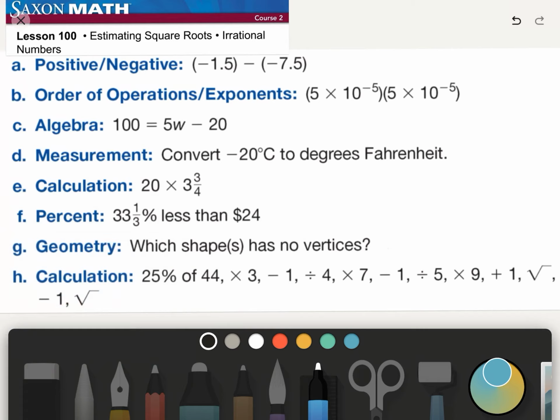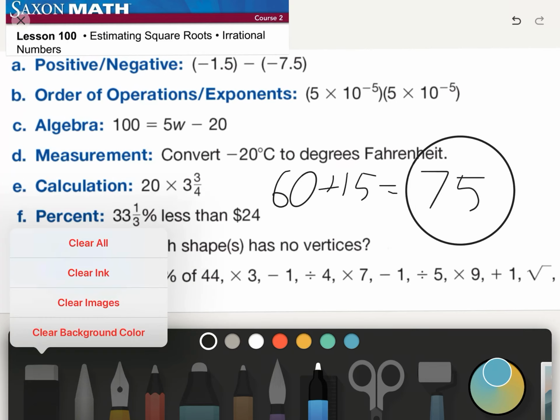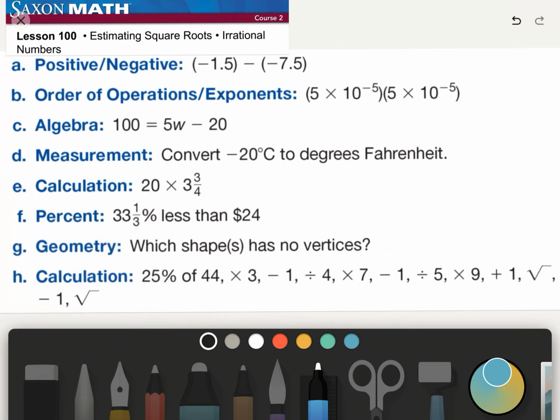Calculation, 20 times 3 3/4. Well, I can see the 60 right there. And then 3/4 of 20 is 15, getting us 75. $33 1/3% less than 24. Well, that just means subtract 1/3, and 1/3 of 24 is 8. So that will get us $16.